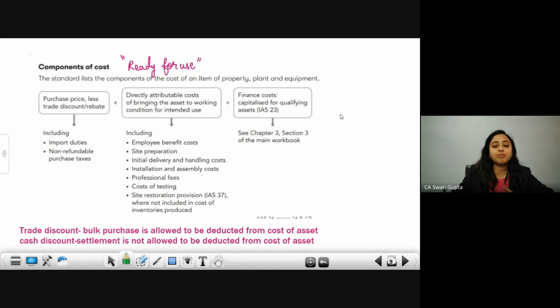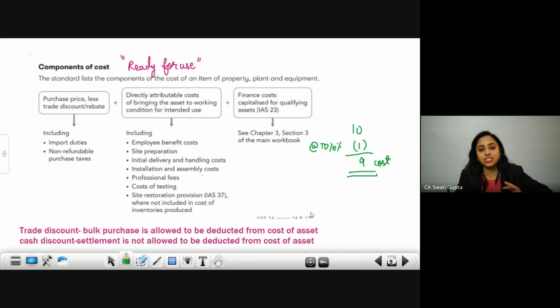For example, if you have paid 10 rupees, just an example, and there is a trade discount of 10%, then you can deduct 1 from the same and record your cost at 9. This is the cost to be recorded in books. Got it? Trade discounts are eligible for deduction.